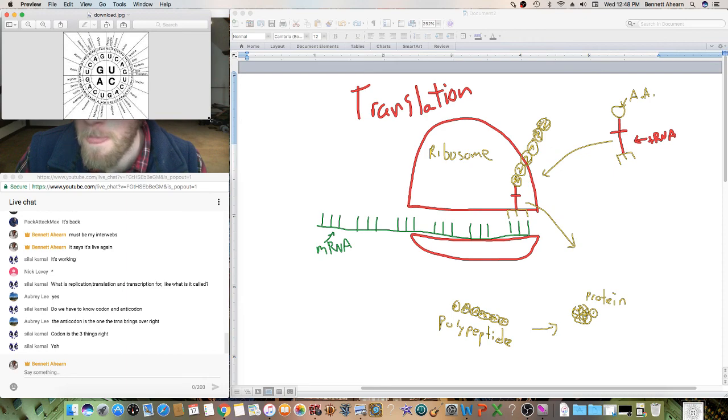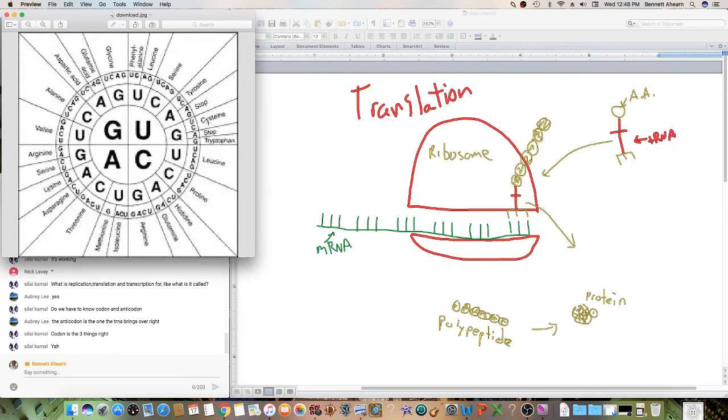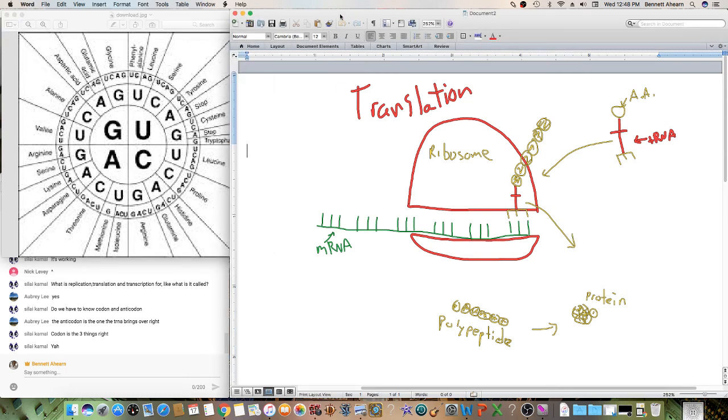There we go. Alright, so here's our amino acid wheel. We'll leave that right there. Cysteine, serine, tyrosine, they're a little blurry, but you can see how we use this, right? Okay. So I'm going to give you a situation now to think about. I'm going to get rid of this real quick.